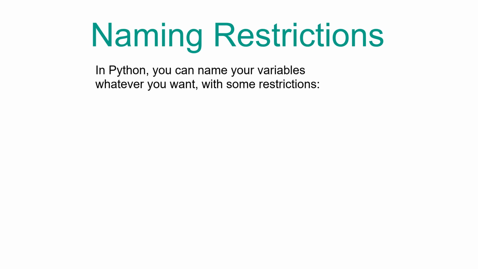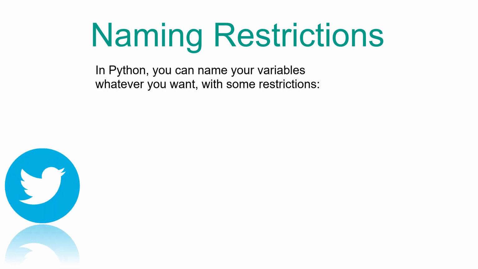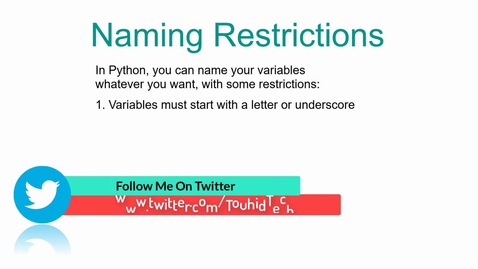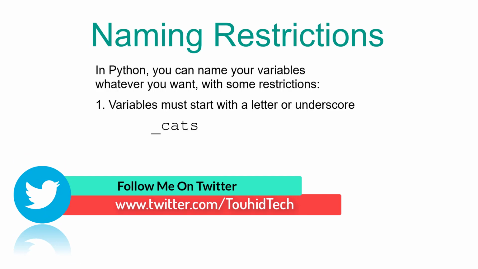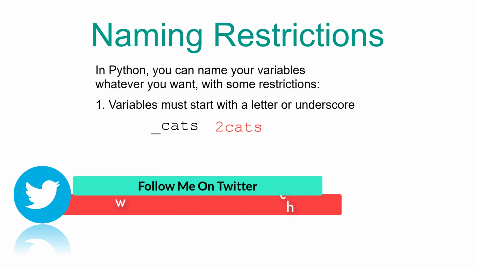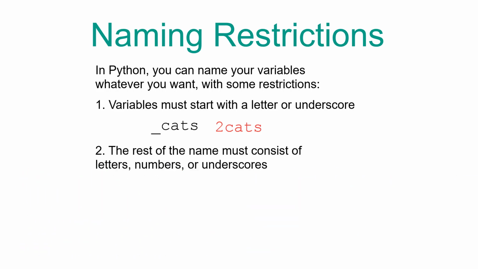There are rules for naming variables in Python. A variable must start with a letter or underscore. You have to start your variable with a letter or underscore, like _cat is correct, but 2cat is wrong. And the rest of the name must consist of letters, numbers, or underscores. You have to create your variables with letters, numbers, and underscores. The right one is cats2; hey@u is not right.